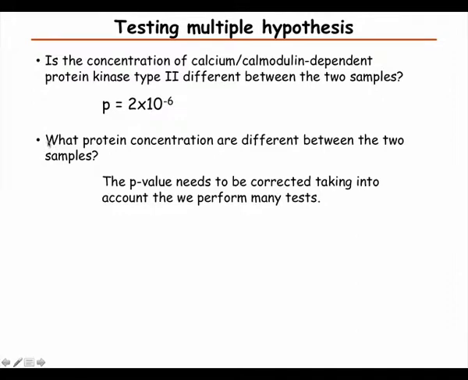But if we ask a more general question, what protein concentration was different between the two samples, then we need to correct because we're now making many tests. This multiple testing is actually a quite straightforward concept. It's the same thing as when you buy a lottery ticket: the chance that you win is really small, yet almost every week someone wins. So it's not a difficult concept.